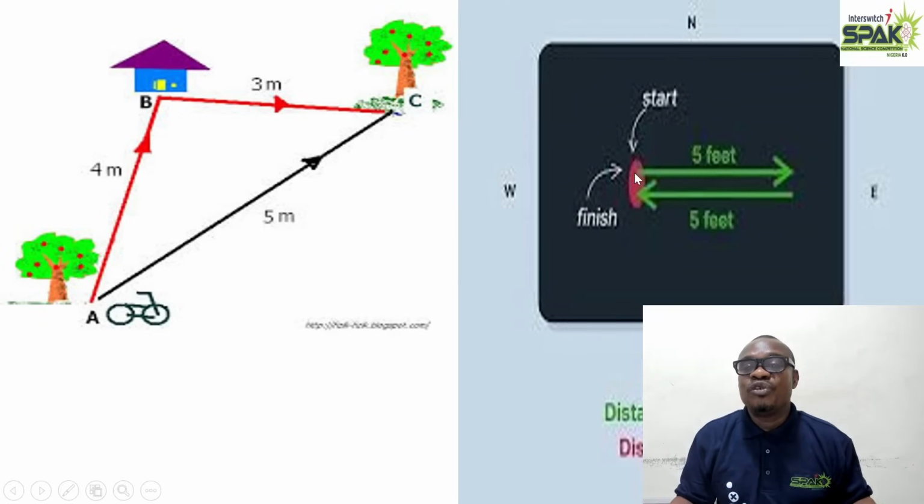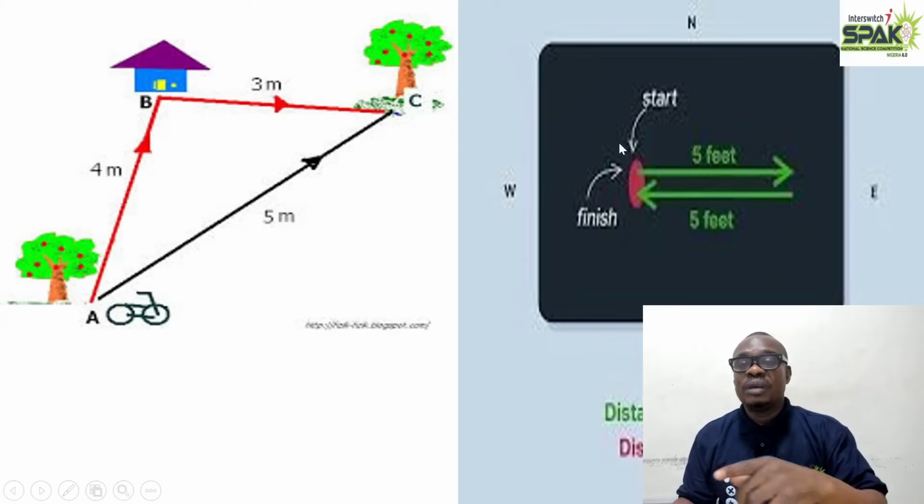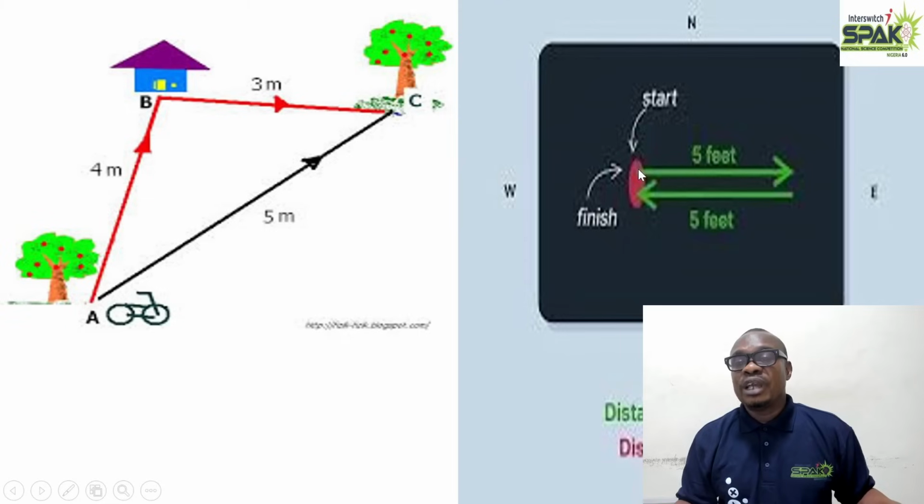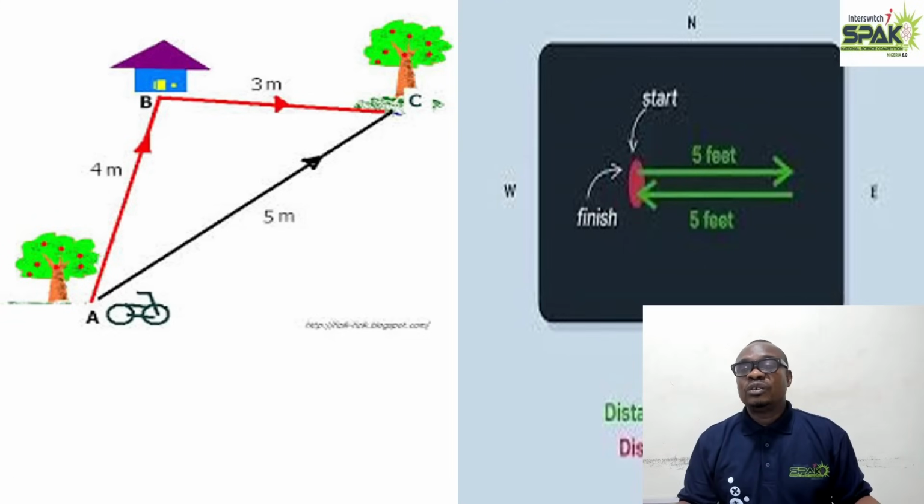So what is the distance moved by this man? No, let me say a girl this time, not a man. This was a boy. Let me take this to be a girl. The girl moved 5 feet down here, then from this point, 5 feet down again. So what is the distance moved? The total distance moved by this girl is 10 feet. 5 here and 5 here.